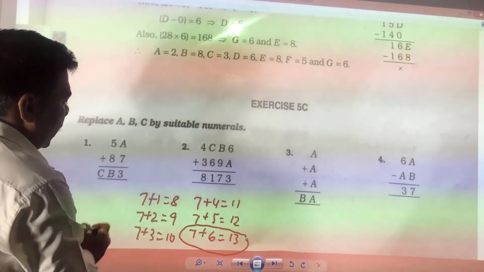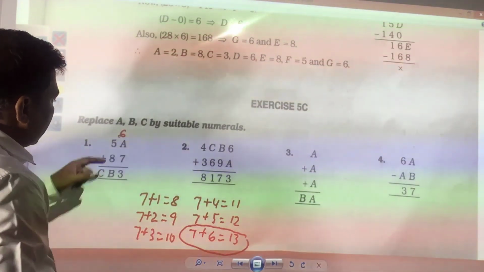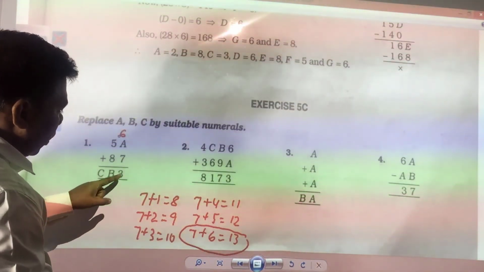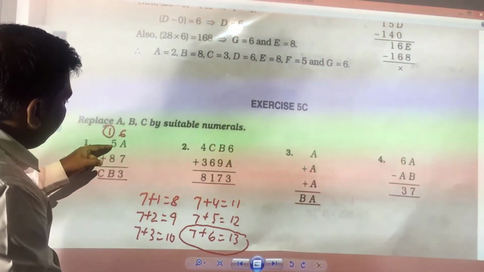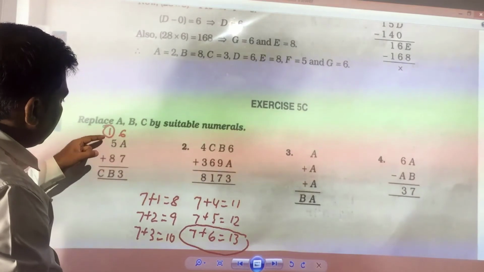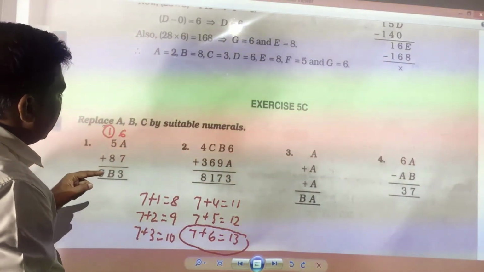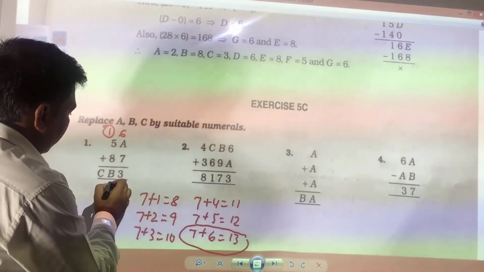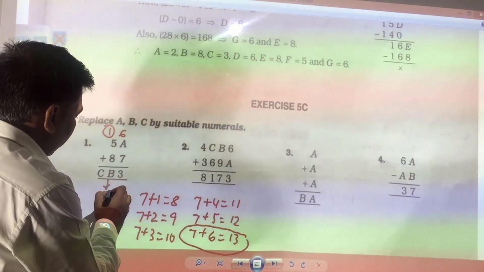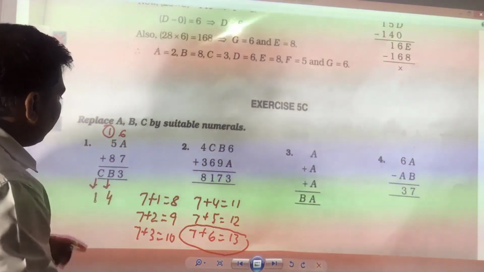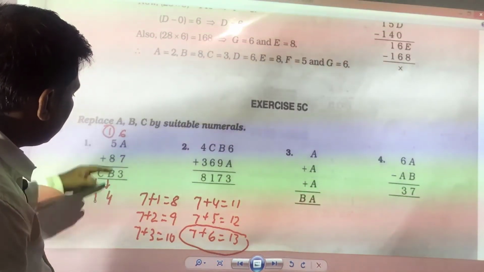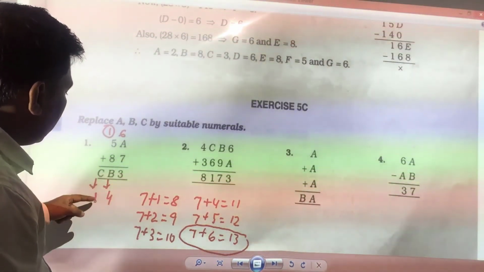So, in place of A should be 6, 6 plus 7 is 13, 1 carry over, 1 and 5 became 6, 6 and 8 is 14. So, in place of B you will have 4 and in place of C you will have 1. So, finally, you have got A is equal to 6, B is equal to 4 and C is equal to 1.